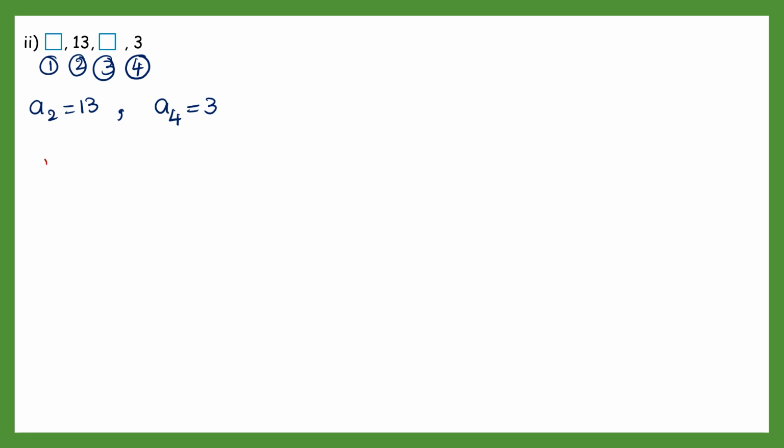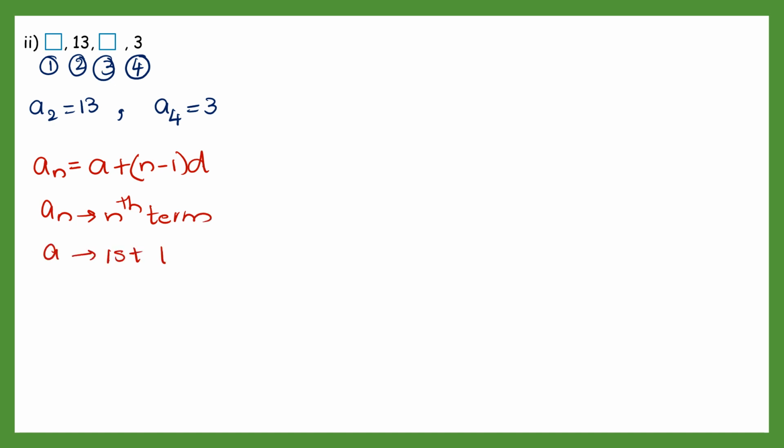We know the formula for the nth term of an arithmetic progression. An is equal to A plus n minus 1 into D. Here An means what? Nth term. A is the first term. D is what? Common difference. So we can use this formula.